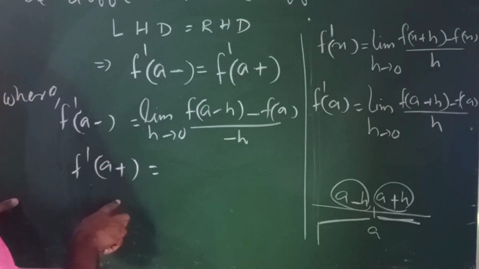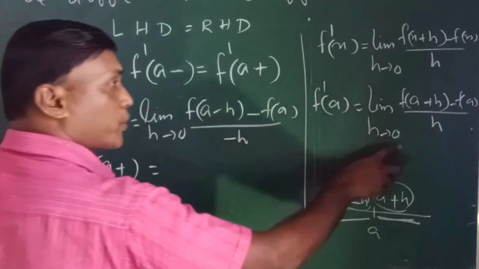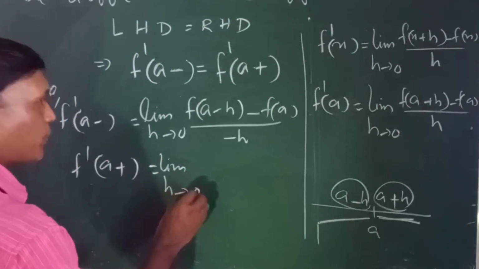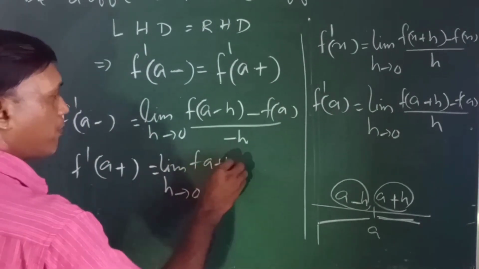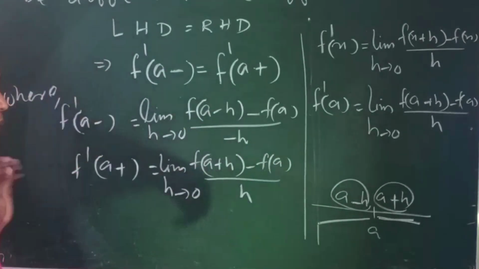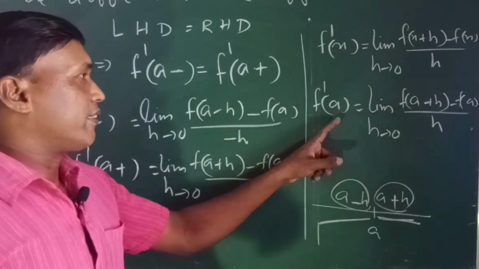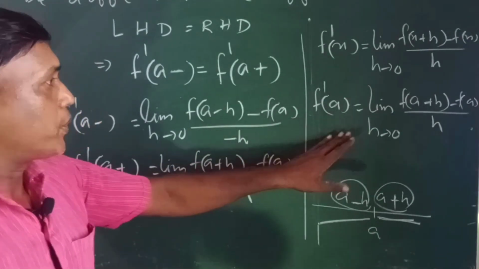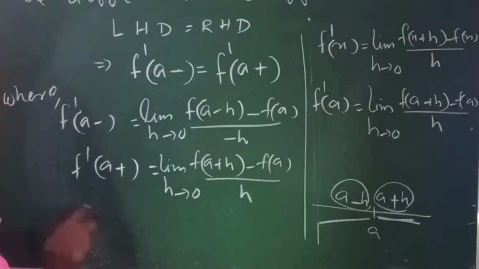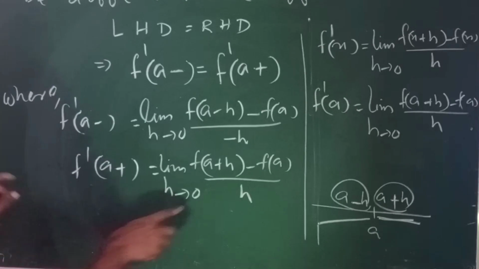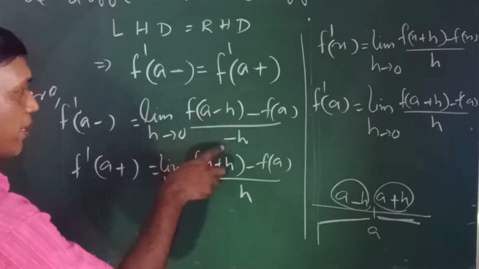And what is the formula for right derivative? h is plus, that means limit h tends to 0, f of a plus h minus f of a by h. So look here, f dash a. The formula for derivative is the same as the formula for right derivative, but what is the difference between left and right? Here is plus h, here is minus h.